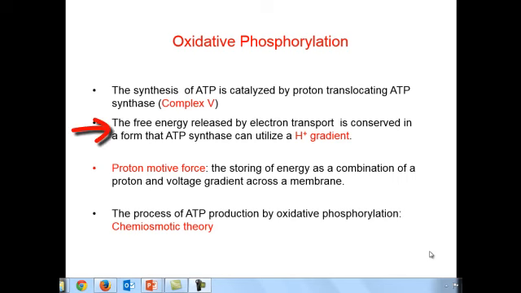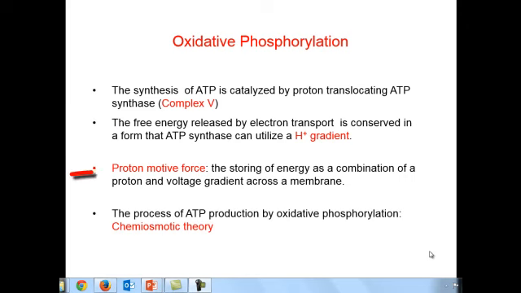In this case, the free energy that has been released by electron transport has been converted into a proton gradient, and we saw that in previous videos. And this proton gradient is now utilized to form ATP by ATP synthase.